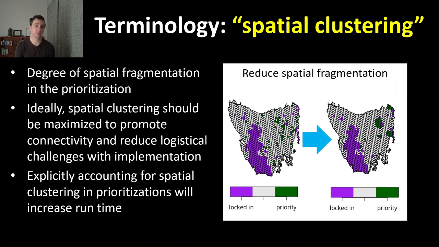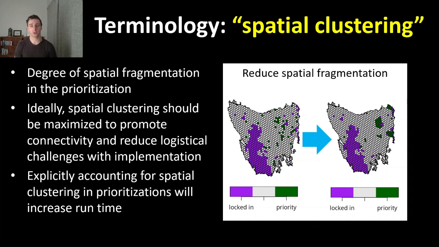Another key piece of terminology is spatial clustering. Spatial clustering, or its inverse, spatial fragmentation, describe the spatial arrangement of priority areas in the prioritization. Ideally, we would want to maximize spatial clustering because that is thought to promote connectivity and reduce the logistical challenges with implementation. The idea here is that if you have priority areas that are closer together and form larger contiguous masses of conservation areas, this should promote connectivity because species and populations don't have to leave the priority areas in order to exchange gene flow and risk being affected by negative conditions outside the priority areas.